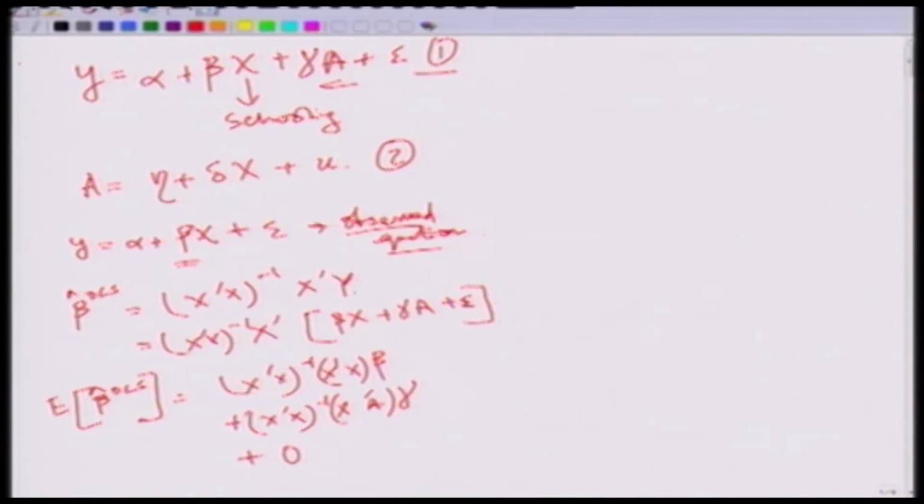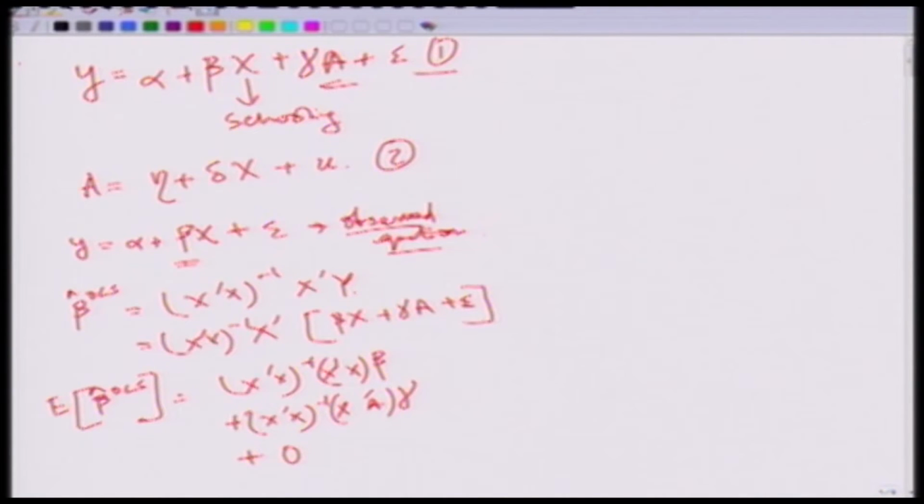So what we have are three terms over here. The first one is (X'X)^{-1}X'Xβ. The second term is (X'X)^{-1}X' with γ, so X'aγ, and the third term is (X'X)^{-1}X'ε.